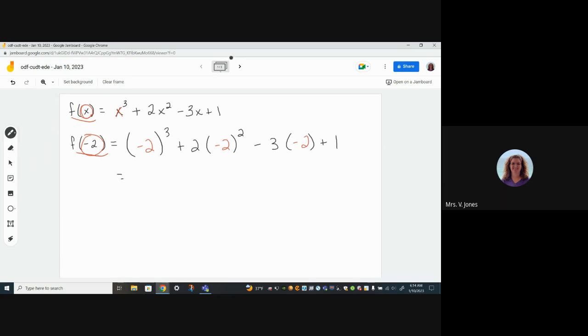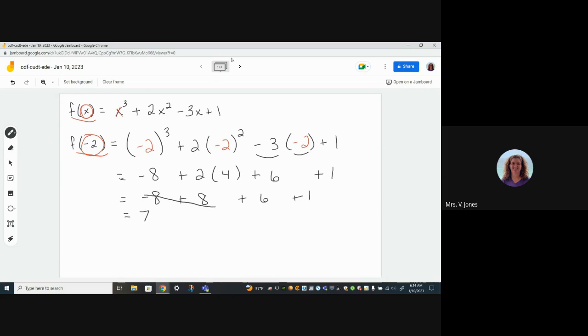So continuing, we work this out. -2 to the third power is -8. -2 to the second power is 4. This -3 times -2 is a positive 6. Bring down the plus 1. So now we have -8 plus 8 plus 6 plus 1, which -8 plus 8 is 0. So we end up with the answer of 7.